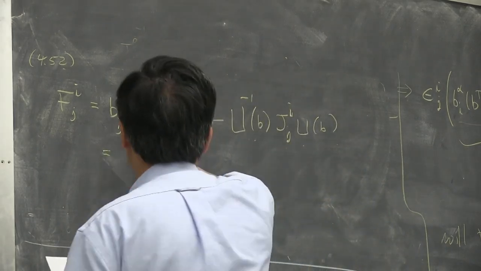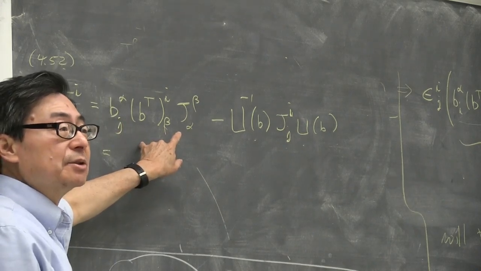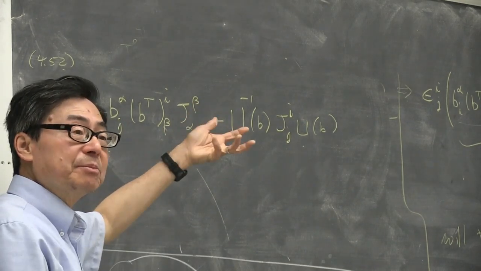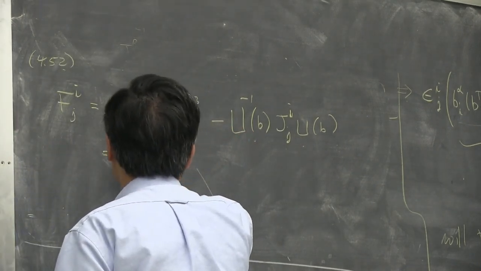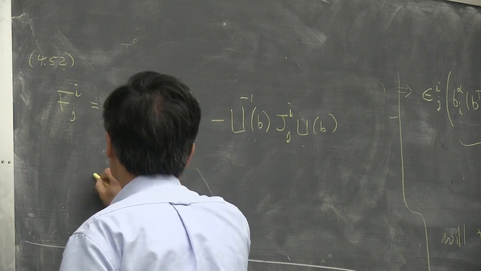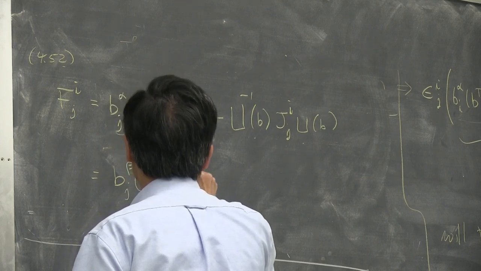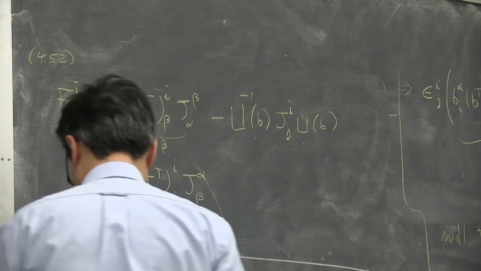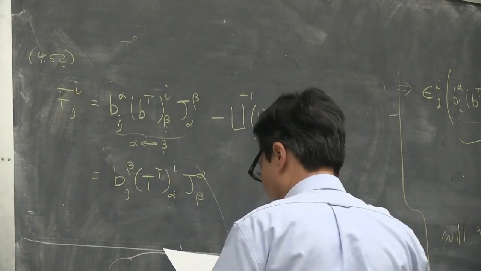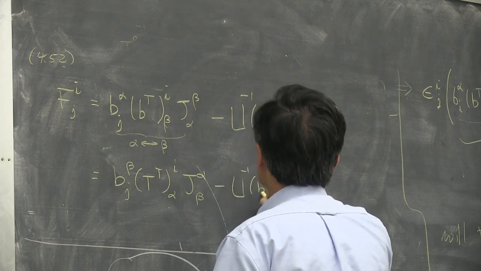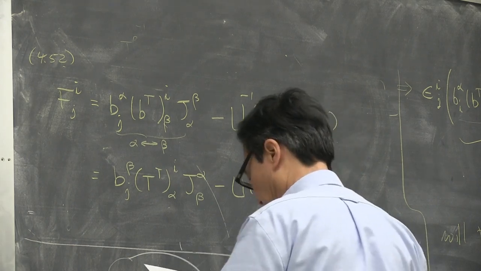And now we look at the first sum. It is also a double sum over alpha and beta. And so, as we have done before, we can interchange alpha and beta. So in this sum in here, I'm going to interchange alpha with beta. And so Bj beta, B transpose alpha i, J beta alpha. Is that okay? The second term remains the same, minus B inverse, Jji, B.